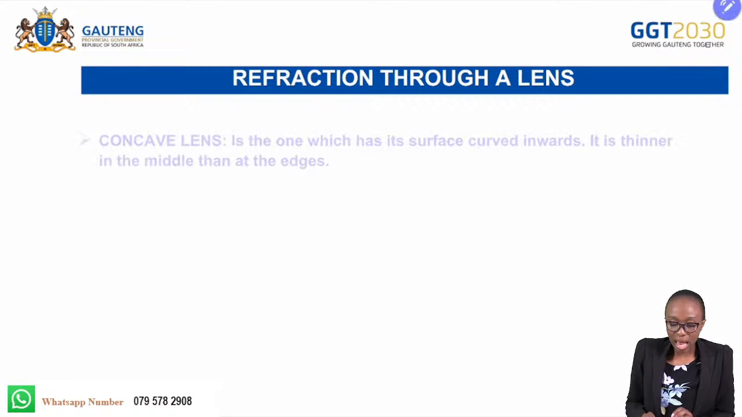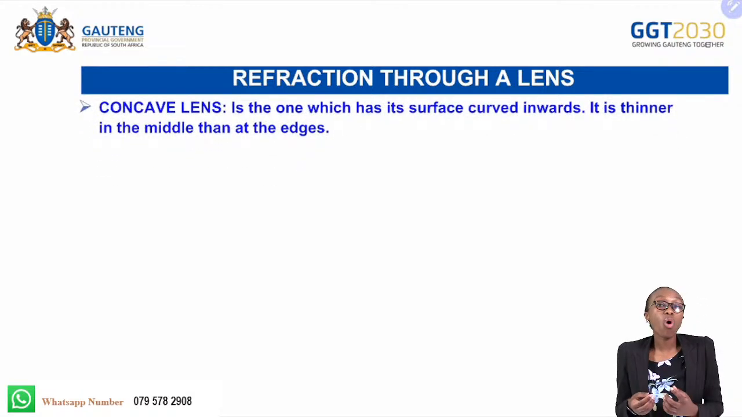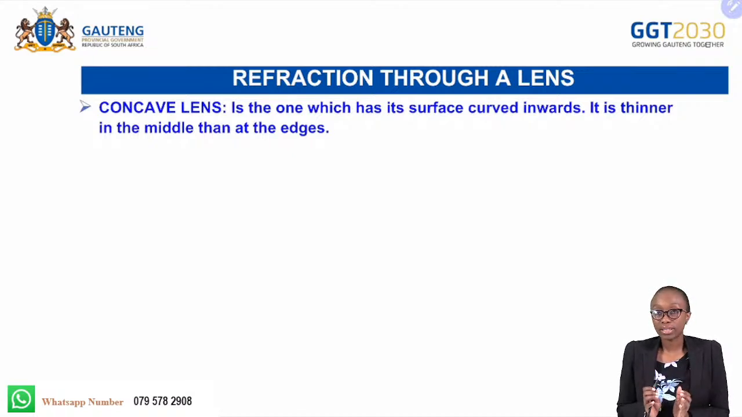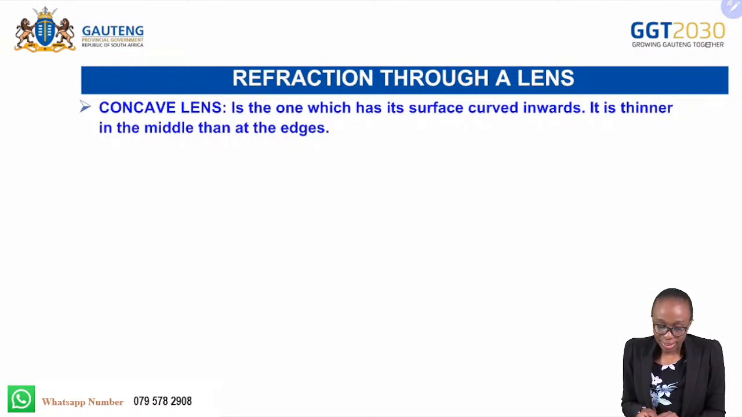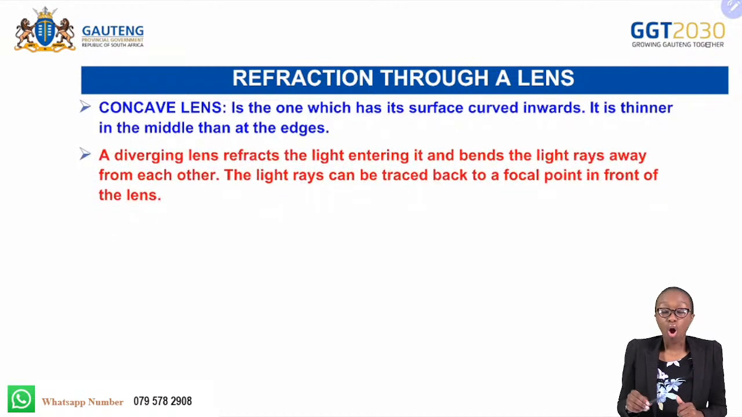Okay. Now, concave lens. What is a concave lens? We've learned about a convex lens, the one that's curved on the outside. And now we're learning about the concave lens. So this is the lens, this one. This one has its surface curved inwards. It is thinner in the middle and wider at the edges. The first one was wider in the middle and thinner at the edges. So these two are opposites.